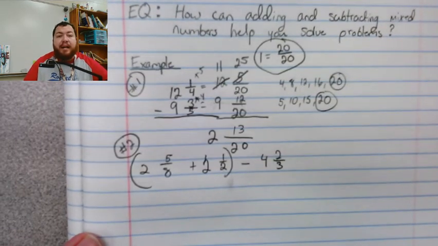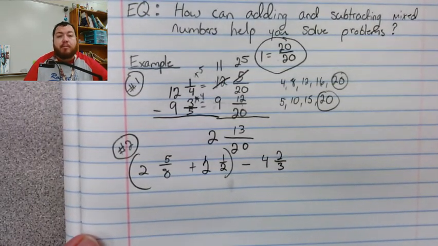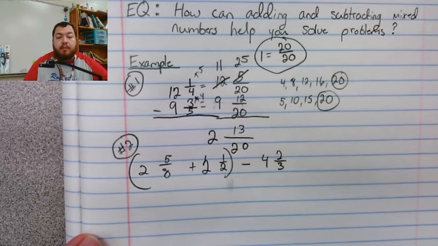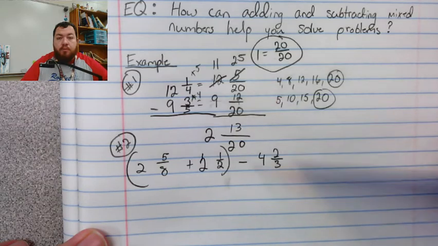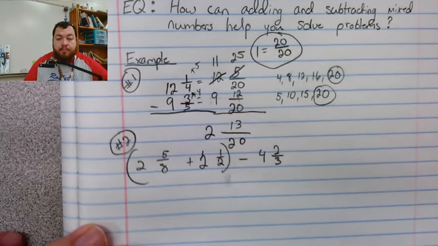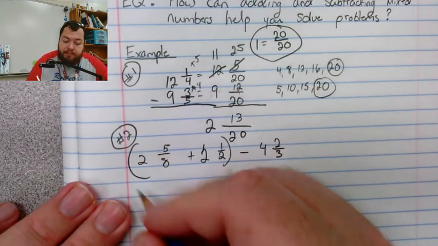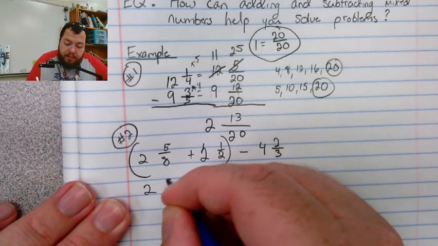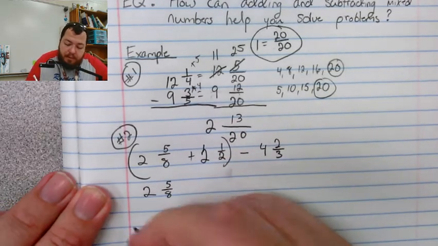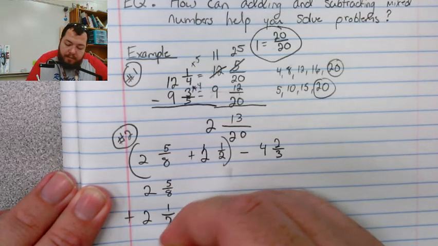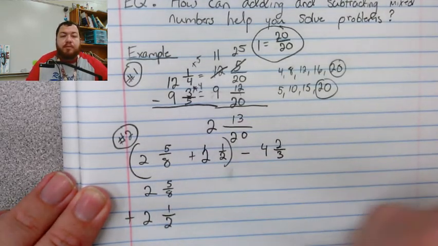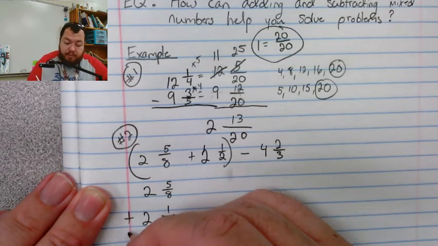So the first thing I have to do is rewrite this problem. And the way I would rewrite this problem is I need to rewrite it in the long form, in the column form. So I'm going to do 2 5/8 plus 2 1/2. And the reason I'm doing this first is because it's in parentheses, and that's what we do first.